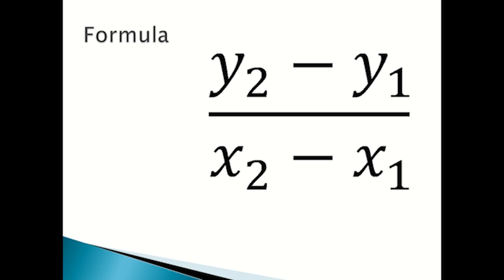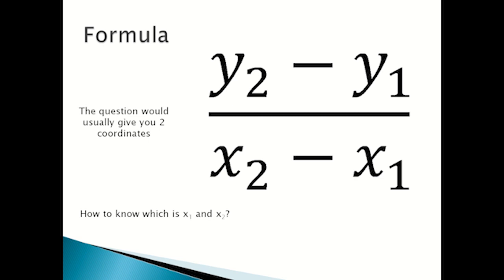The formula: y2 minus y1 over x2 minus x1. The question would usually give you two coordinates. A question that people always ask is how would you know which is x1 and which is x2?